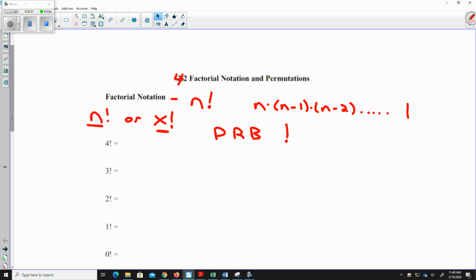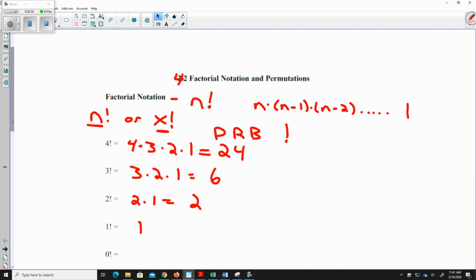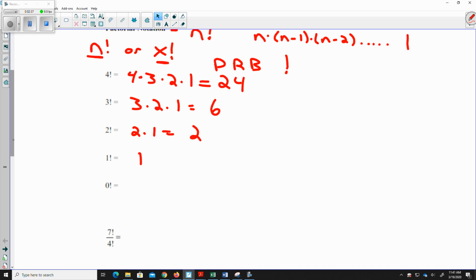So for example, these ones are pretty basic. 4 factorial is 4, then you're just taking 1 away from it. 4 times 3 times 2 times 1, right? You're just reducing the number by 1 every time until you hit 1, and then you multiply them all together. So that's 24. 3 factorial is 3 times 2 times 1, 6. 2 factorial is 2. 1 factorial is 1. And a fun fact, just for you guys to know, 0 factorial is also 1.